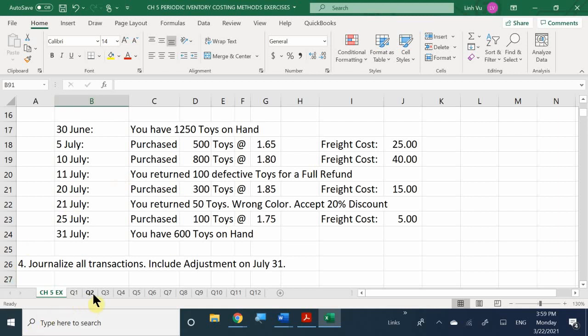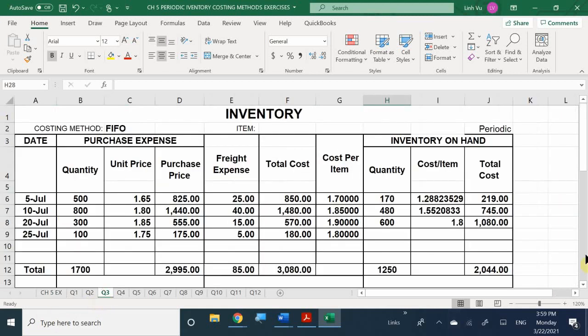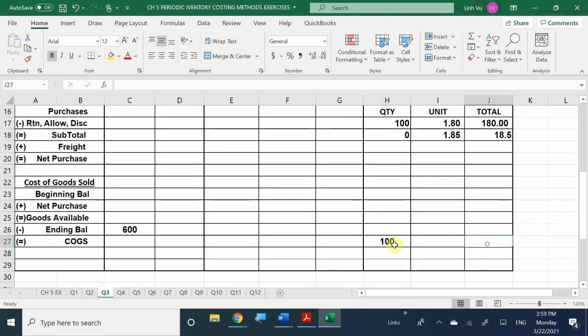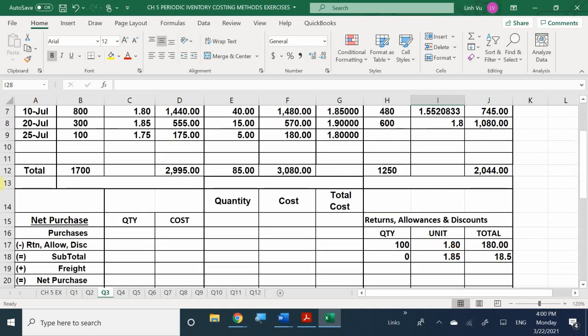All right. So then, okay. So we have a total of 100 items of returns at what total cost? $198.50. All right. So now let's plug in our totals here.